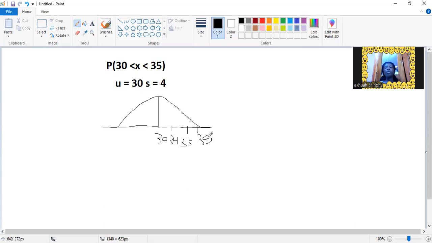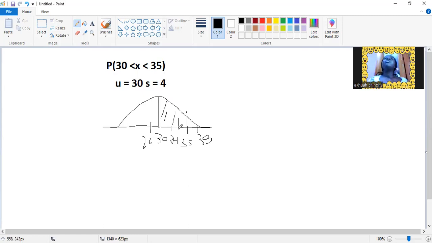Just add 4 to get the next figures after the mean. Then you subtract 4 from the mean to go below the mean. So for this side, it will be 26. Then the next figure is to subtract 4 again, and you go on and on. But here we are looking for x between this 30 and this 35. So the area within this side.